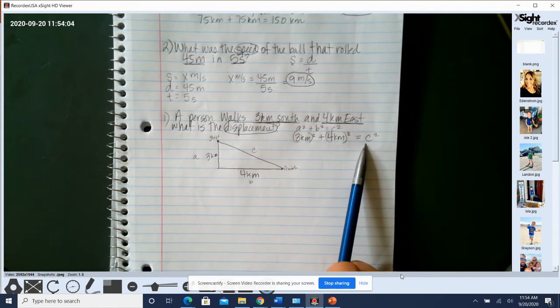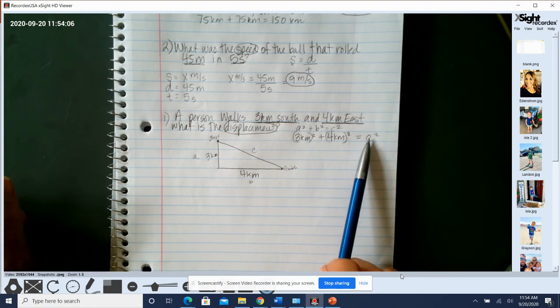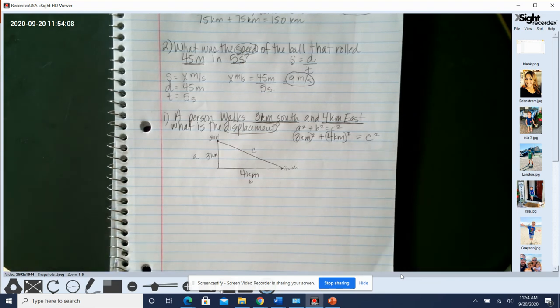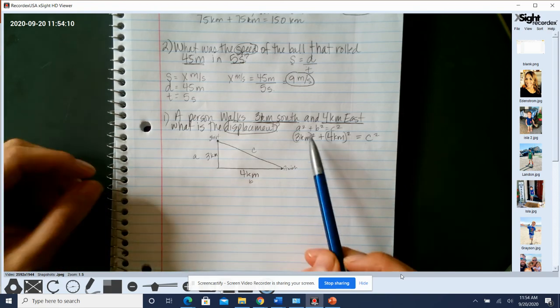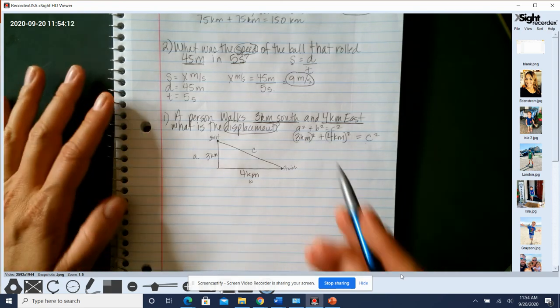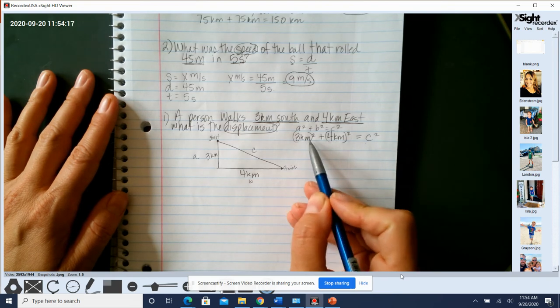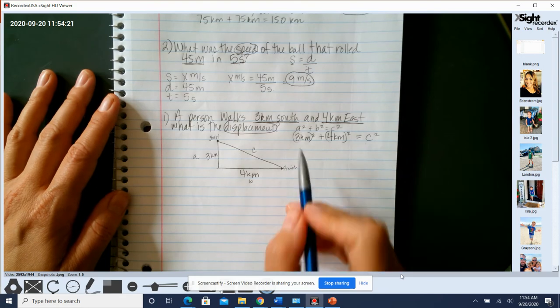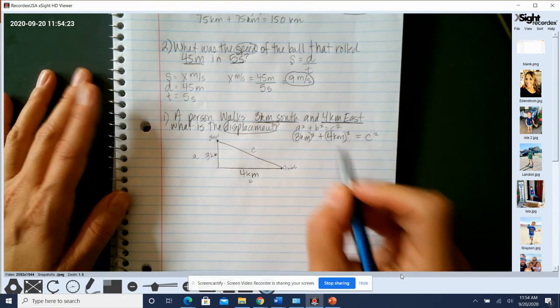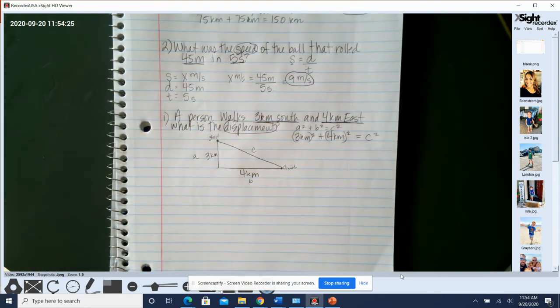We don't know c yet. We want to find c. We don't want to leave the squared on there. We want to find c all by itself. So the next step would be squaring everything. So remember, you always do your exponents before you do any addition, the PEMDAS. So you square first before you add. So we're going to square 3. And if you remember how to square, squaring is any number times itself. So if you know that 3 times 3 is 9, you're good to go.